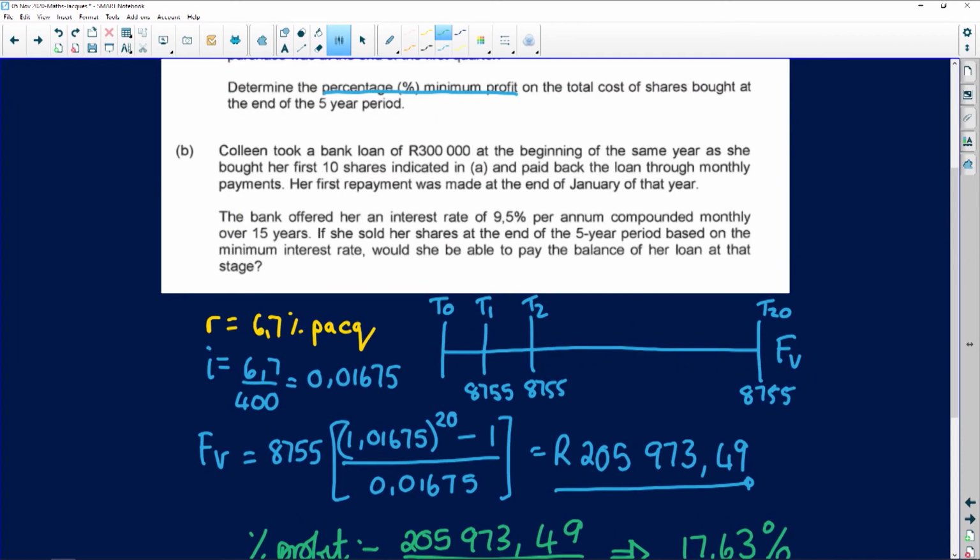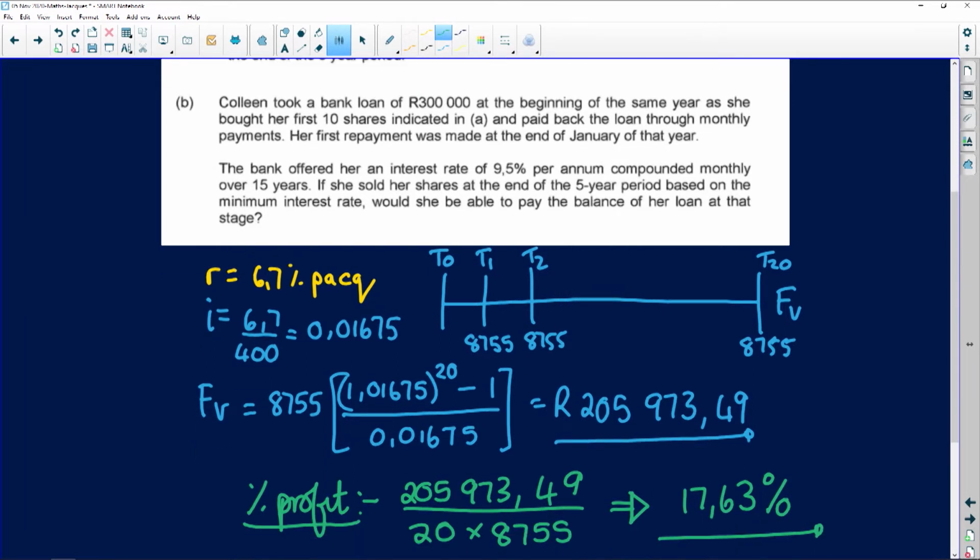The second half says, Colleen took a bank loan of 300,000 at the beginning of the same year that she bought the 10 shares, indicated above, and paid back the loan on monthly installments. Her first payment was made at the end of the first month, which was January. The bank offered her an interest rate of 9.5 per annum, compounded monthly for 15 years.